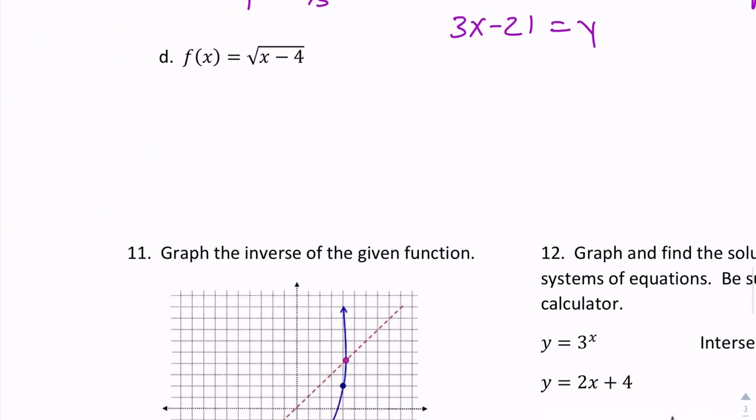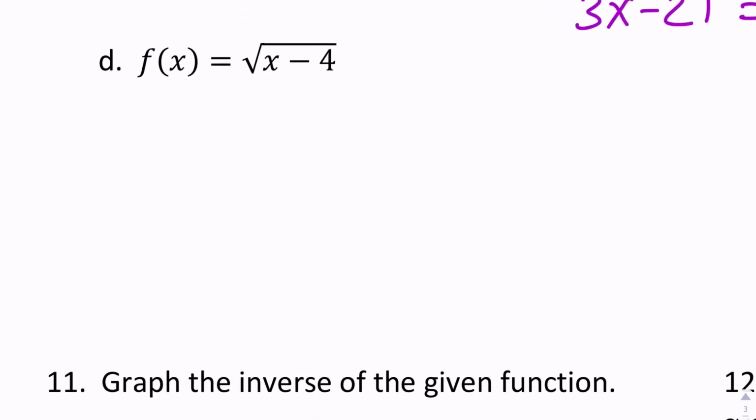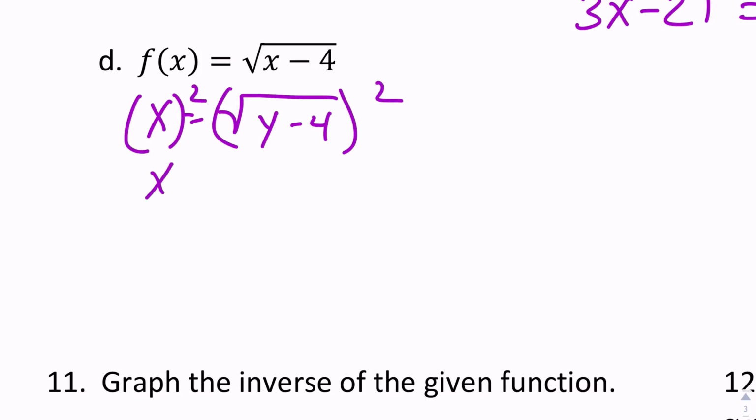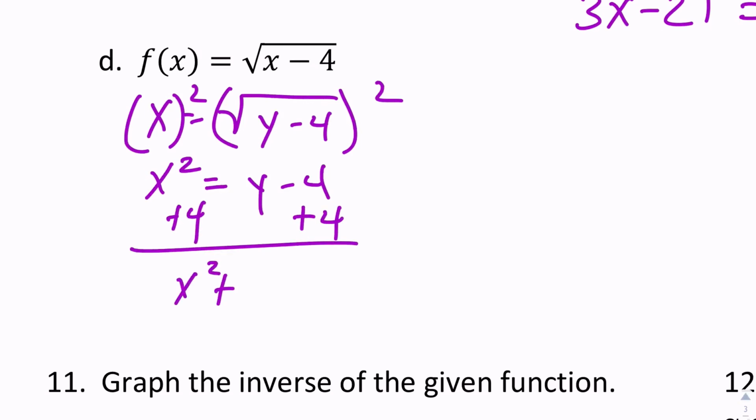Okay, one more. So now we have x equals the square root of y minus 4. To get rid of that, we square both sides. So we have x squared equals y minus 4. We add 4. So then x squared plus 4 equals y.